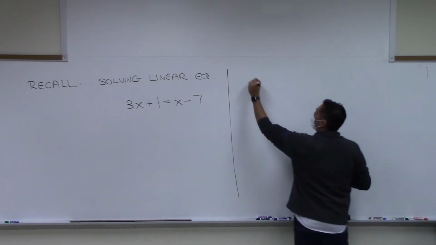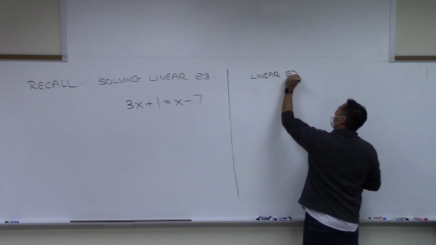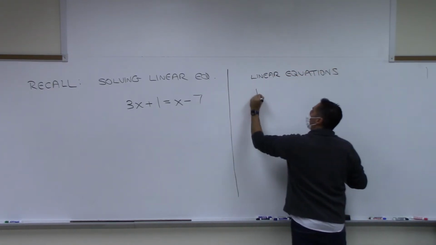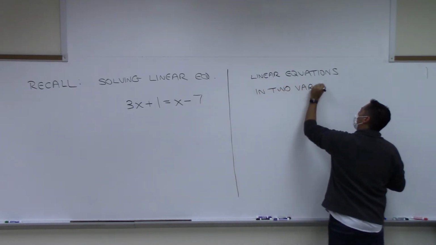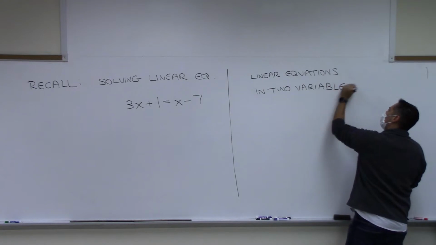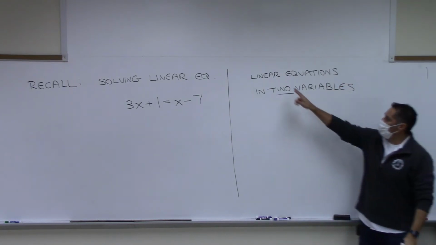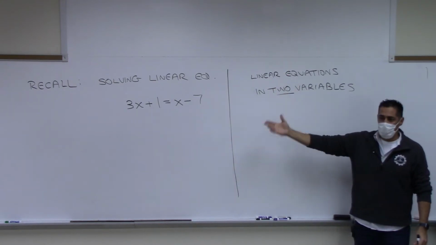What we're going to talk about now, lines, actually falls into a different category. These are called linear equations in two variables. In two variables. And the key is that we have two variables now. We still have an equation. It's still linear, but now we have two letters instead of one.